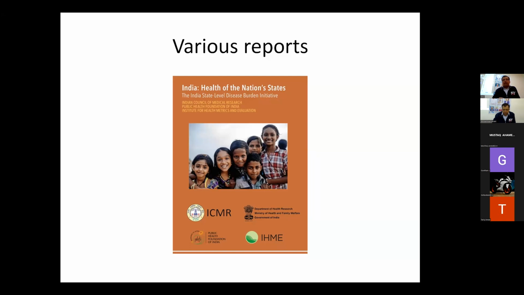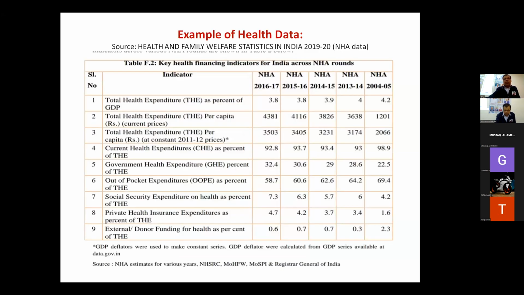This is also available for open access on the internet, right? So these were the important data. I just want to give you one example. We talked about this slide. Now in this slide at the bottom, you can see that we have mentioned the word source. So this is NHA, that is National Health Accounts estimates for various years.